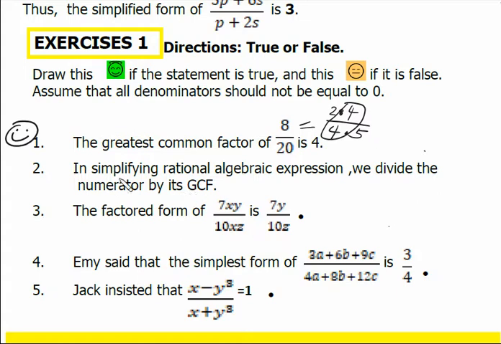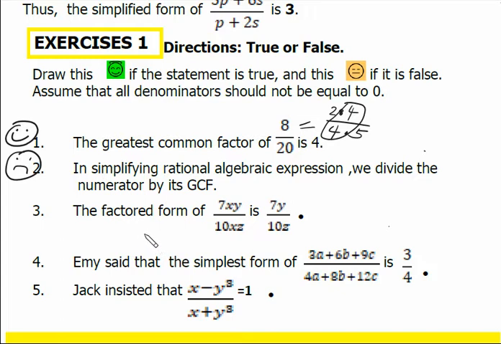Proceed to number 2. In simplifying a rational algebraic expression, we divide the numerator by its greatest common factor. Well, by the definition, since we started the module in 3A, it has to be two expressions in both the numerator and the denominator. Not only that, we divide the numerator by its GCF. So this is lacking; we have to divide both the numerator and denominator by its GCF. So this statement is a false statement.